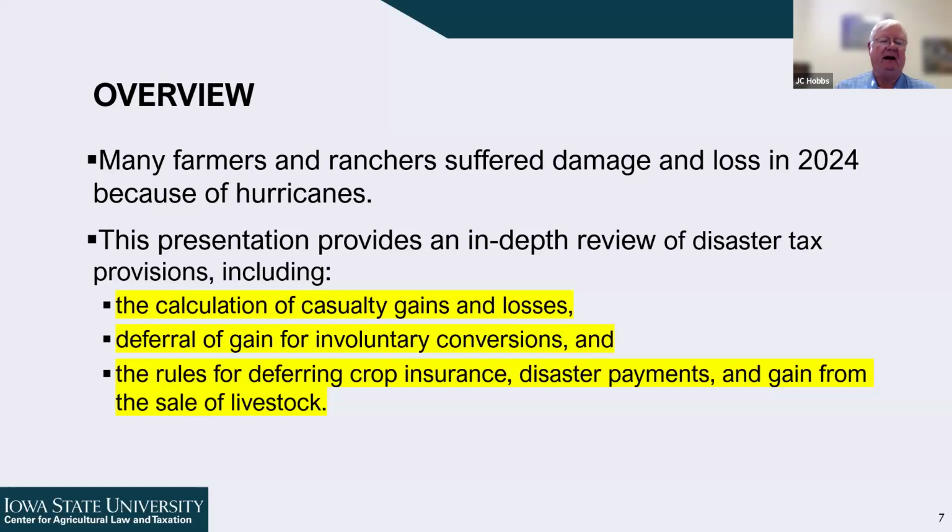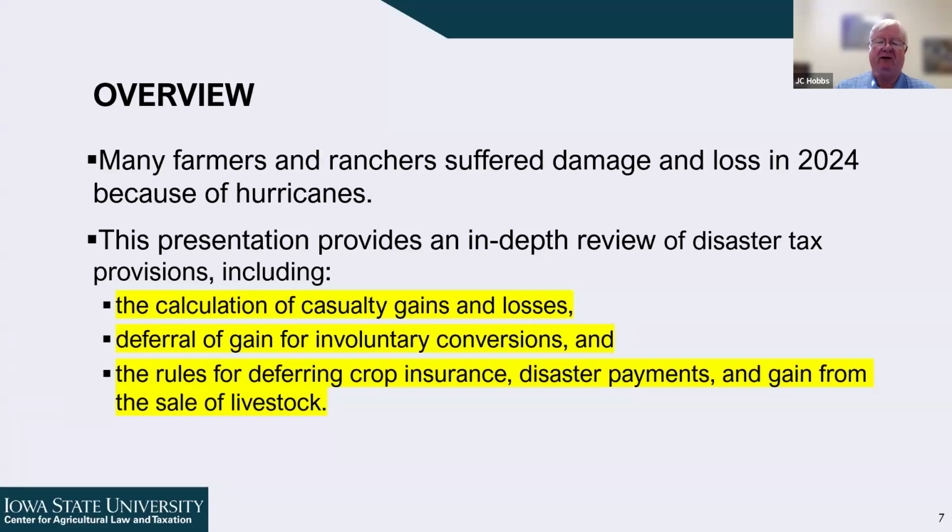It does happen, and there's ways to mitigate the tax bite. There's deferral of gain for involuntary conversions that we'll cover. And then we'll look at crop insurance. When we lose a crop, it may have been insured, so it would pay off. How to defer that crop insurance payment so it doesn't pile income or stack income into 1 year.